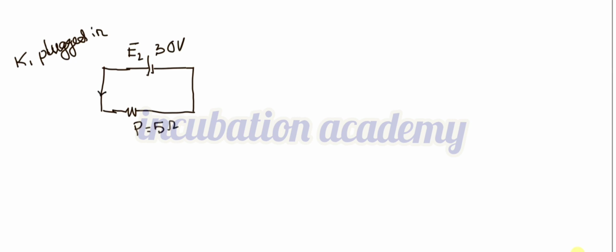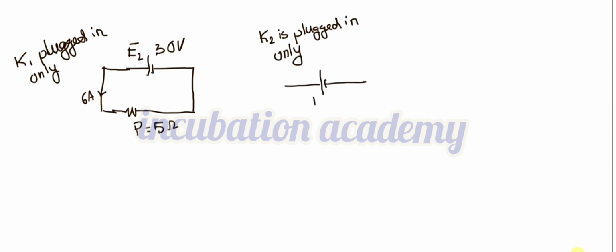In that particular case, obviously 6 ampere current is flowing, and that is what ammeter A1 shows. When only K2 is plugged in, that means K1 is plugged off, if I draw the circuit, then see, this is the 30 volt. The current is obviously not flowing through capital P, so I am not drawing that. Current is flowing through capital Q, so I am drawing here this capital Q, and that is the 10 ohm, and the current is 3 ampere.